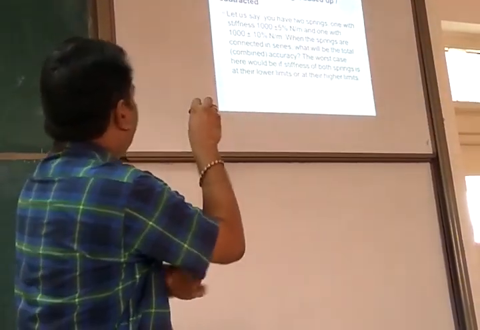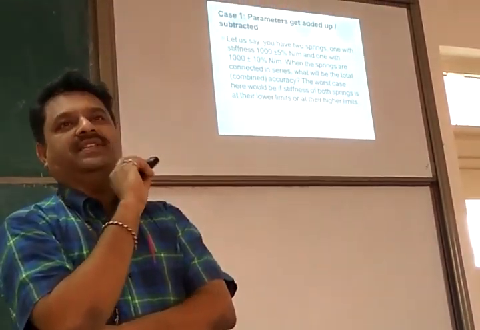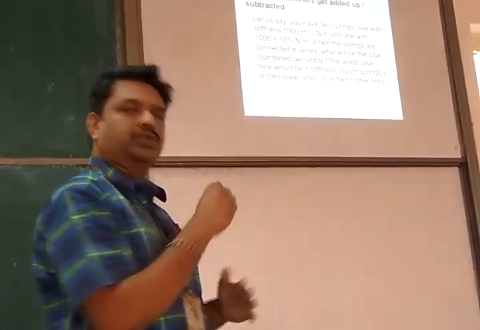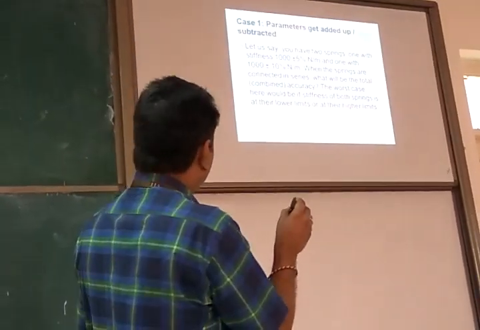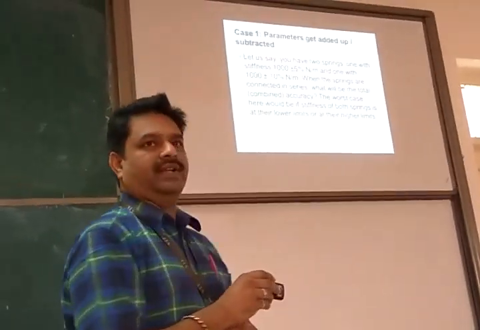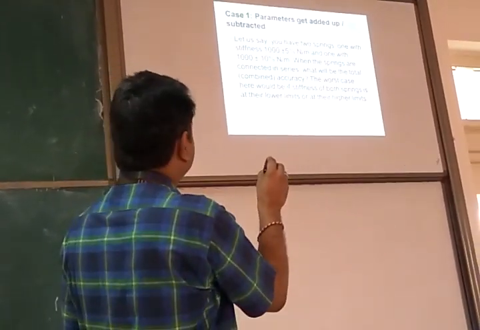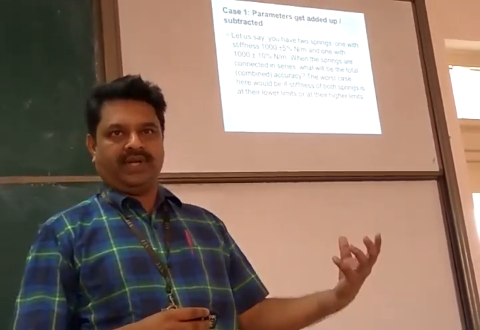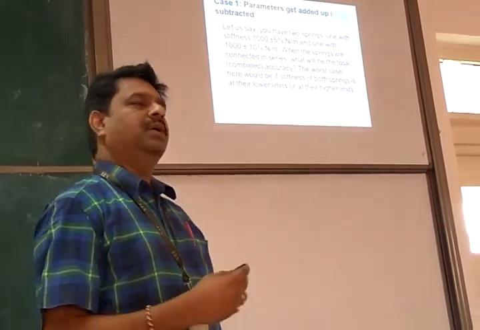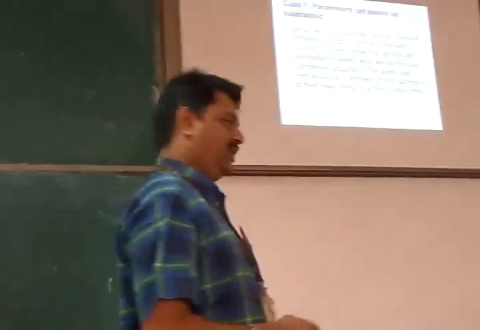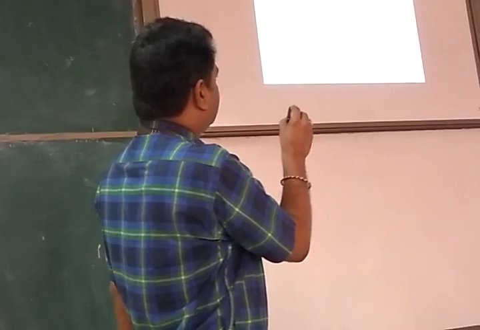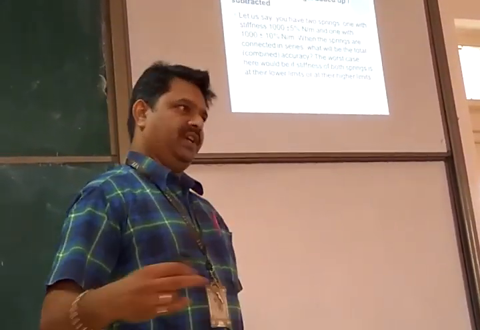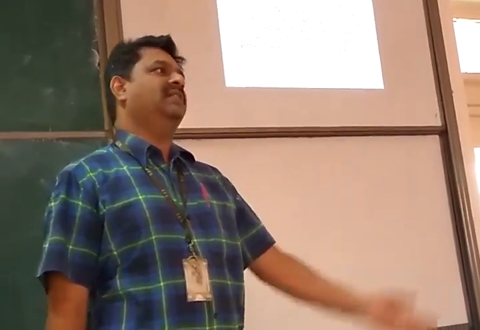Let's say we have two springs. Spring 1 has a stiffness of 1000 Newton per meter. Spring 2 also has 1000 Newton per meter. But the first spring has plus or minus 5% uncertainty attached to it, or the error that can come is plus or minus 5%. Here the uncertainty is plus or minus 10% in the second spring. I used a different instrument for measuring the second spring than the first one.